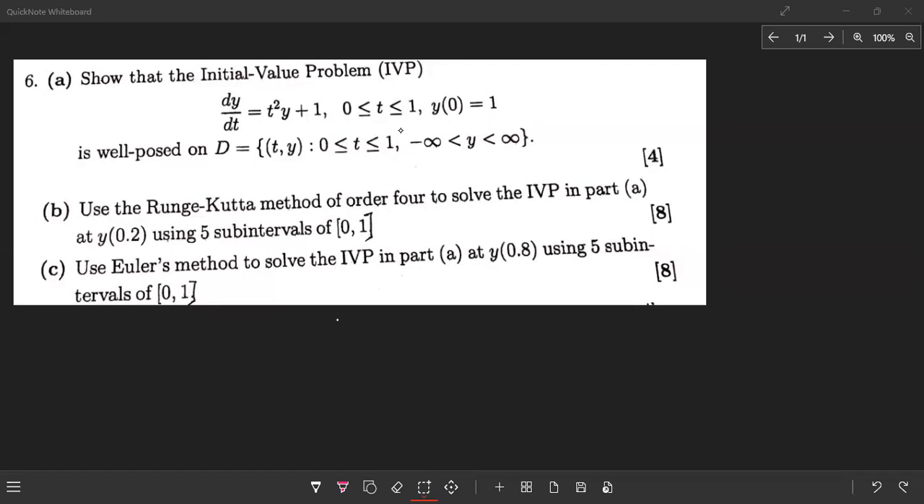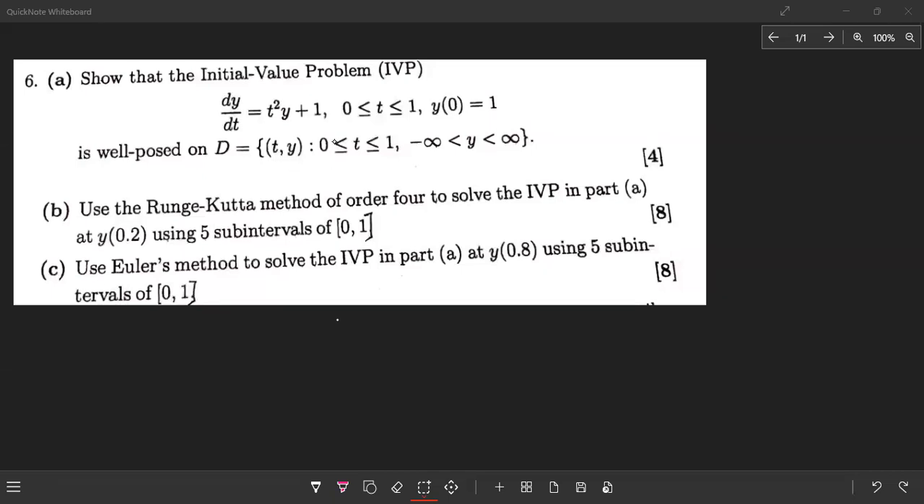Okay, so in this video, I'm going to solve a problem here on initial value problem. Of course, it's a first order differential equation on numerical analysis. So we are given the problem here, which is the first order differential equation, and we are asked to show that the given IVP is well posed on the given interval.